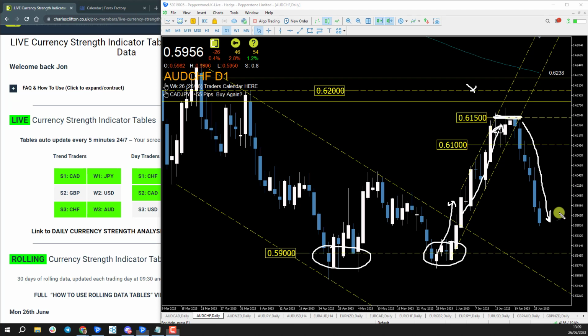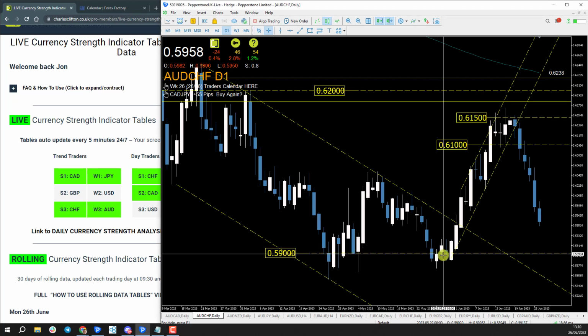So I'm wondering if this Aussie weakness in particular against the Swiss franc is going to continue. Are we going to come back down to the 0.59, maybe even a little bit lower? You can see that we've come past that area by a few pips most recently, so about 25 pips here and about 45 pips there. So maybe even the 0.5875 could be our extended targets on this market in particular.